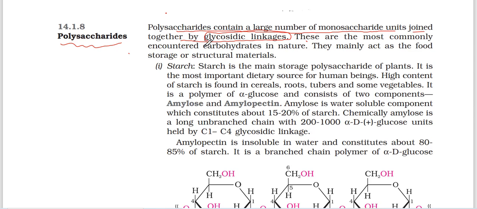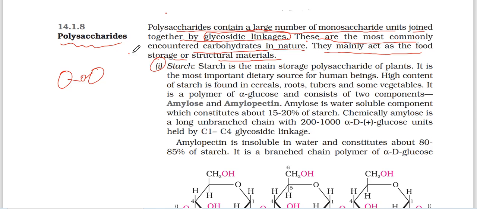Glycosidic linkage means, as we discussed in the last class, two monosaccharides combining through oxygen. These are the most commonly encountered carbohydrates in nature. Generally the common name is carbohydrates, our chapter name also carbohydrates. They mainly act as food storage or structural materials.